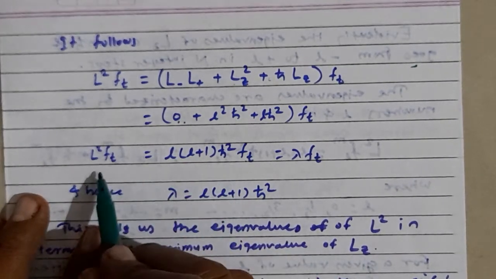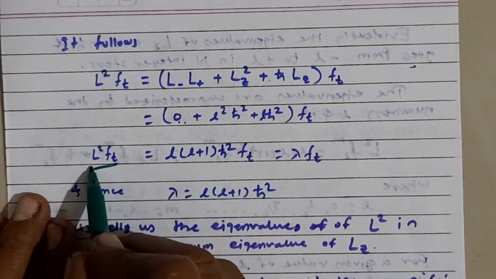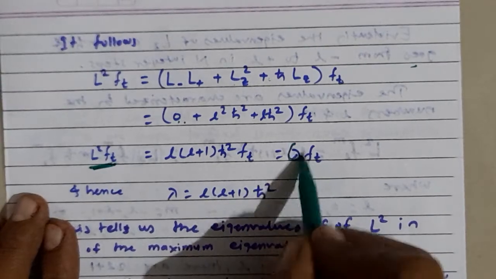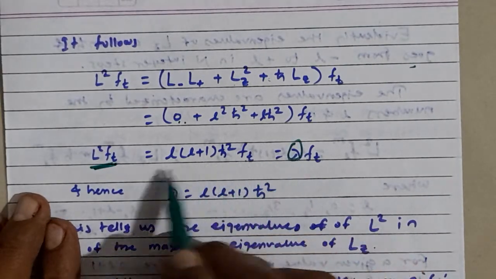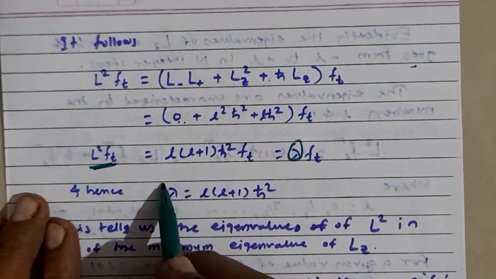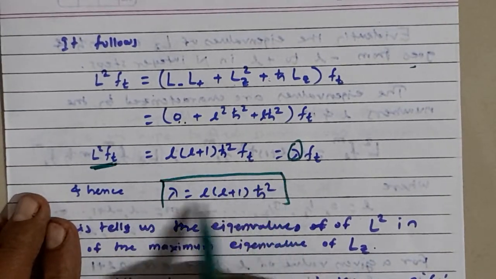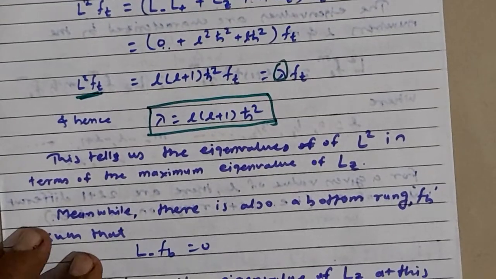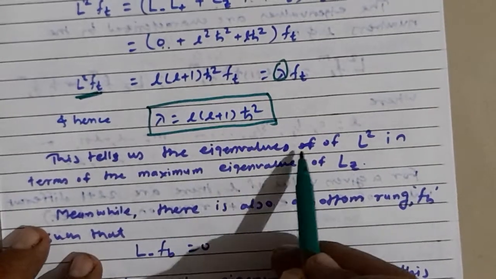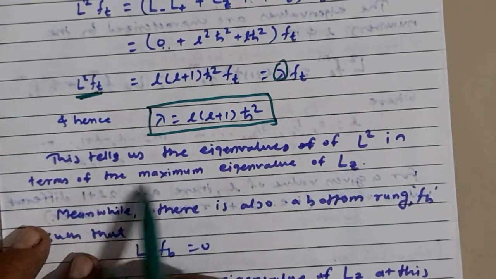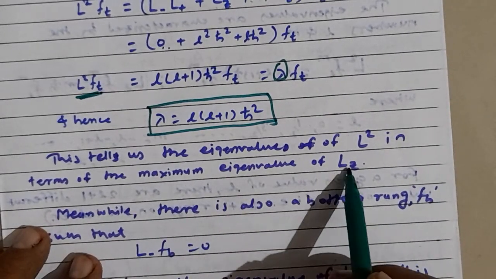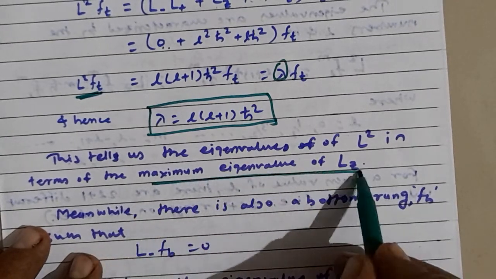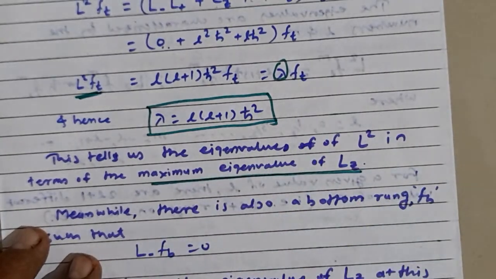And as we know, we initially considered that L² operating on ψt will give us the eigenvalue lambda. So what is the lambda value here? Hence we can write lambda is nothing but l(l+1)ℏ². So what it tells us is the eigenvalue of L² in terms of the maximum eigenvalue of Lz. So this is what it corresponds to.